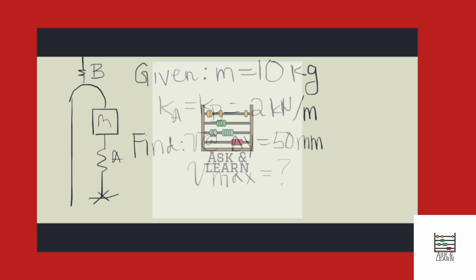What we're looking at right now is a problem that deals with work and kinetic energy. We have a block shown here with an M that is connected to a spring A, shown in a cable, and that is connected to spring B. We're given the mass of the block and the spring constants, which are the same at 2 kilonewtons a meter, and we're asked to find the velocity when the block has been released from rest and has moved down 50 millimeters, and also the maximum velocity of the block.